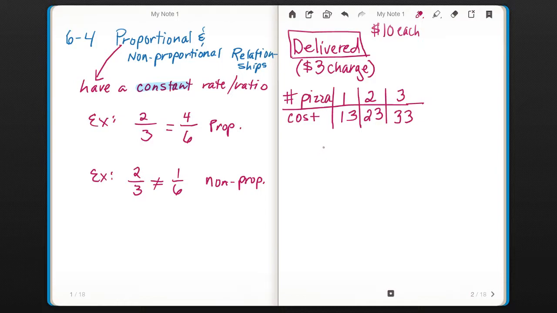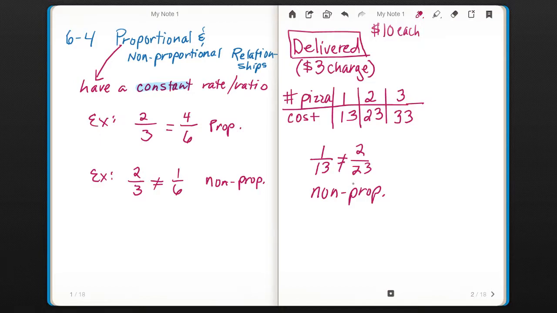If we have 1 compared to 13, so 1 pizza, $13. What do you think? Is it proportional to 2 pizzas for $23? No. Are those equivalent? Are they the same constant ratio? No, they're not equal. So therefore, we would say it's non-proportional. That's an example of non-proportional.